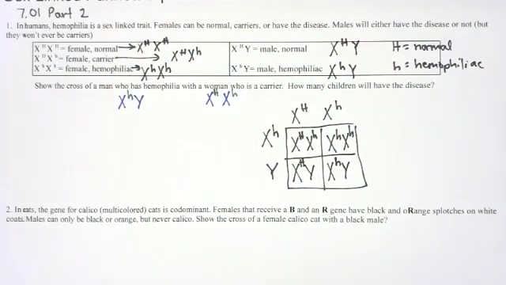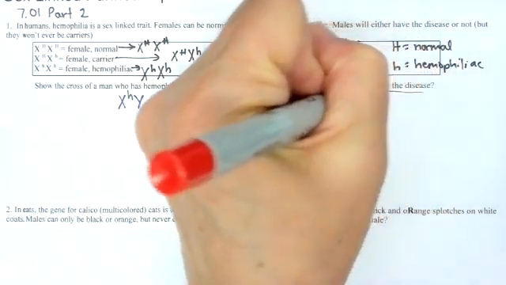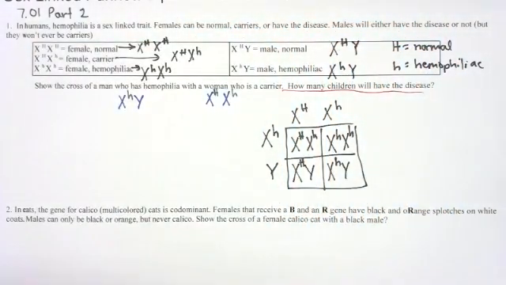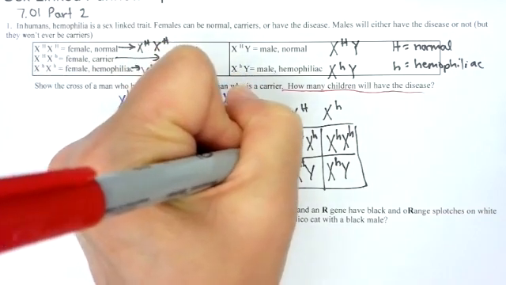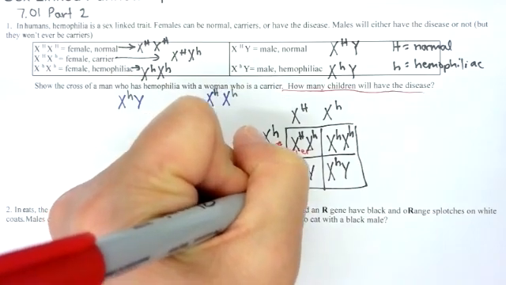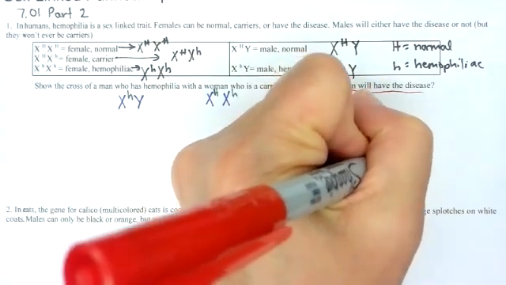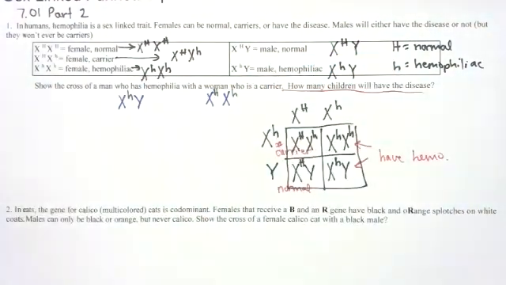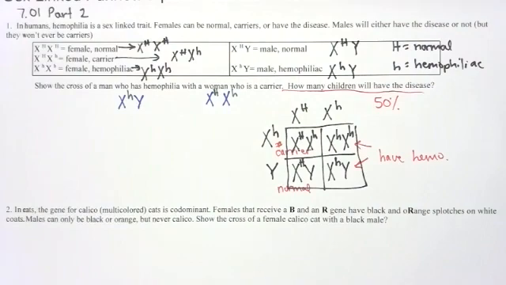So remember, sometimes we have to analyze this as male or female, but in this problem, it just says how many children will have the disease. So we don't have to split it out by male and by female. Sometimes you do, sometimes you don't. This is normal. Actually, this is a carrier. This is normal. But these two both have hemophilia. So how many children will have the disease? 50%. So that is not a good cross.